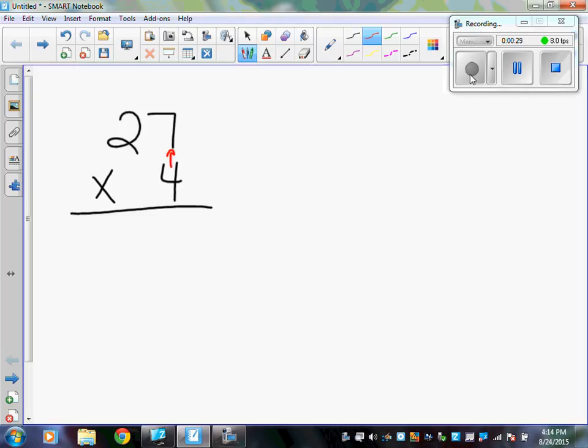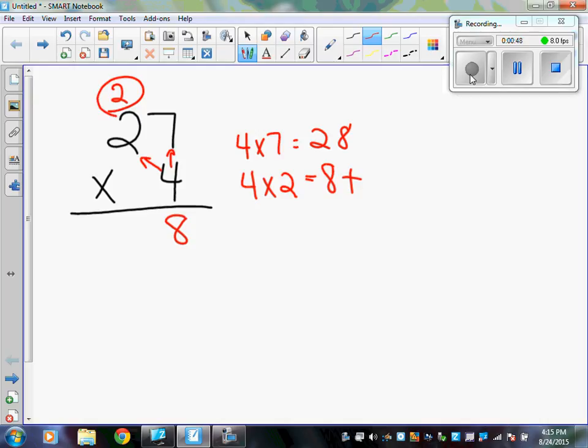So the first problem I would do is 4 times 7. I know that that is 28, so I would write the 8 at the bottom, and I would carry the 2. Then I'm ready to go to the tens place. So now I'm going to do 4 times 2 equals 8, and then I'm going to add the 2 that I carried for a total of 10. So the final answer would be 108.